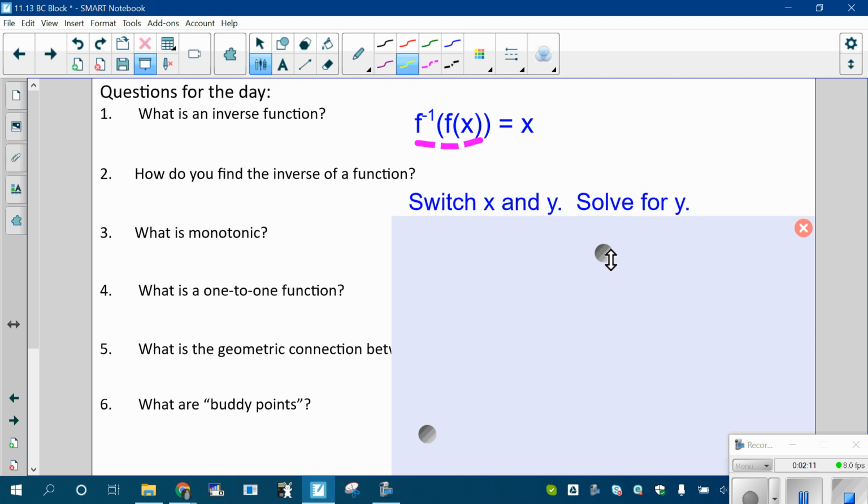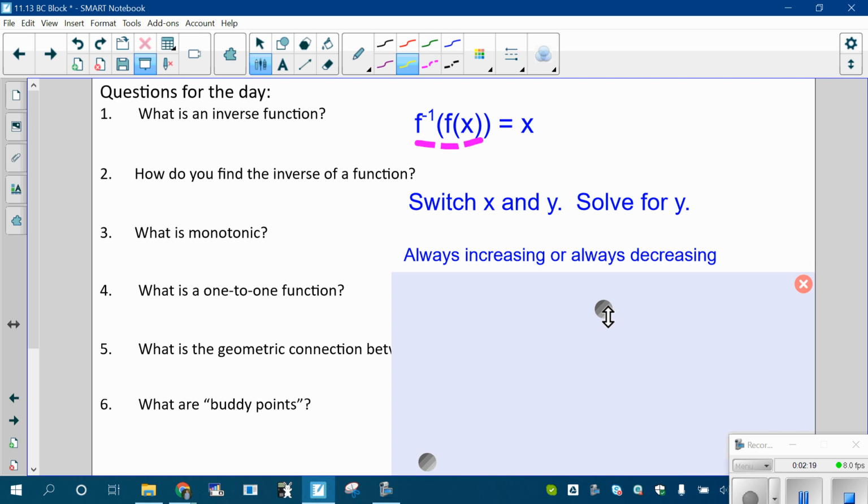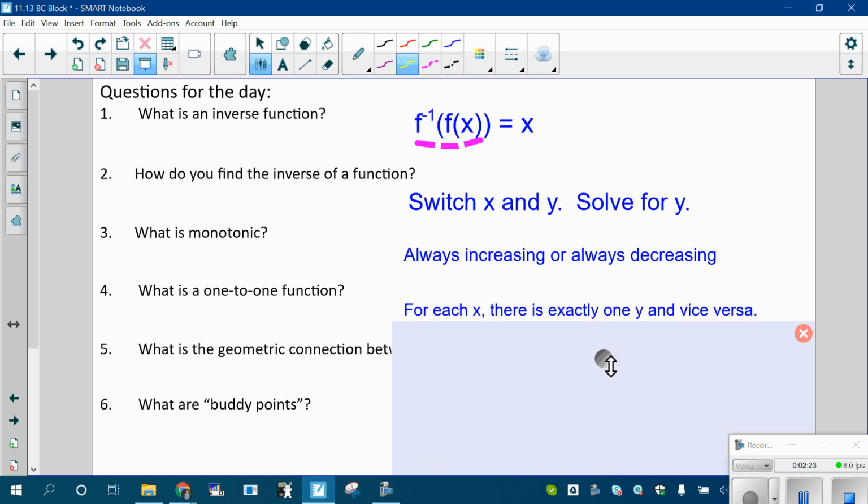How do you find inverse? You switch the x and the y and you solve for y. That's the thing I think you guys remember most about inverses. Just a quick vocab here that's important. Monotonic means always increasing or decreasing. It's going to come up in the ideas today. What is 1 to 1?